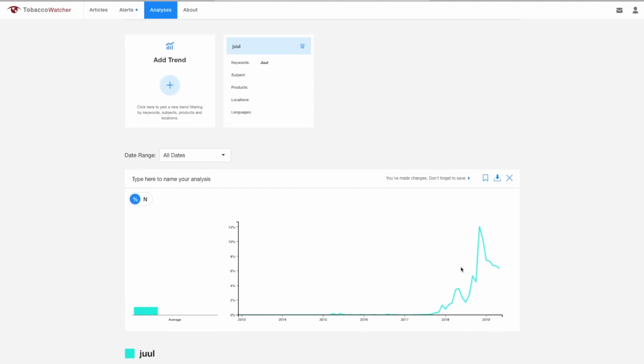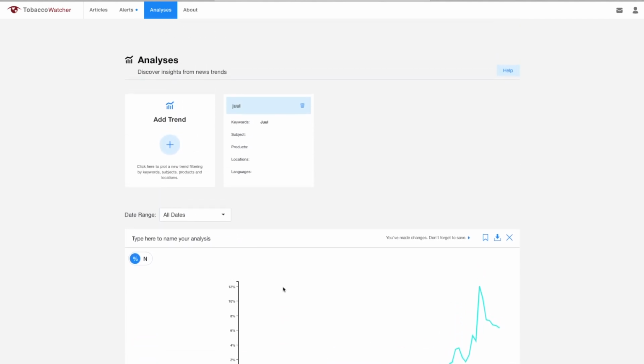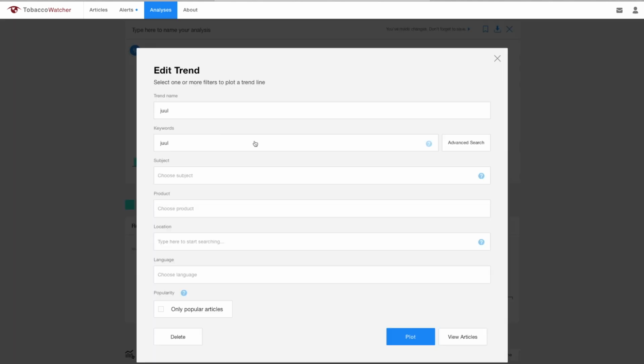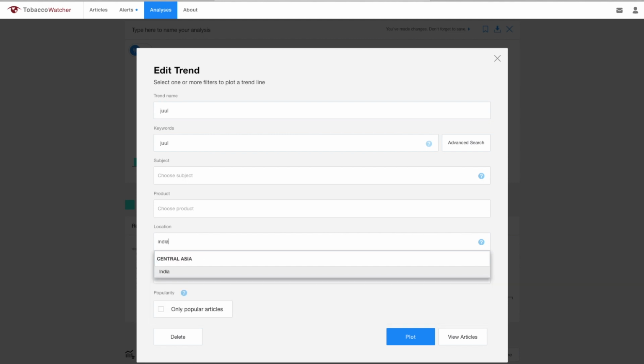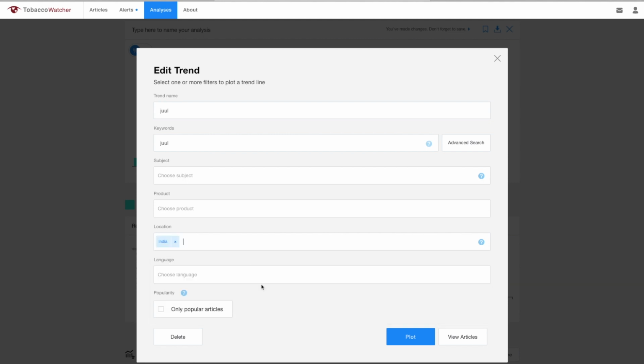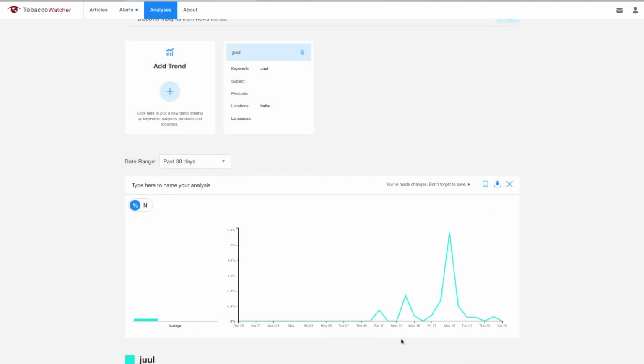We can also expand our analysis to take an even deeper dive. Let's look at some additional context here. Maybe articles that contain the word Juul but focused on India. We can do that in just a few clicks. And we can plot that result.